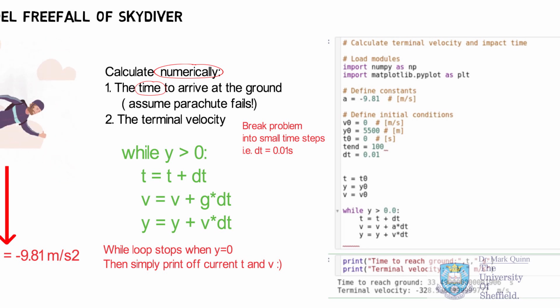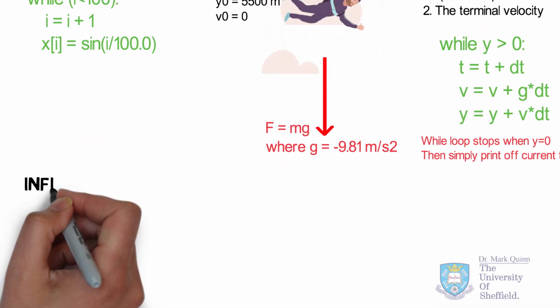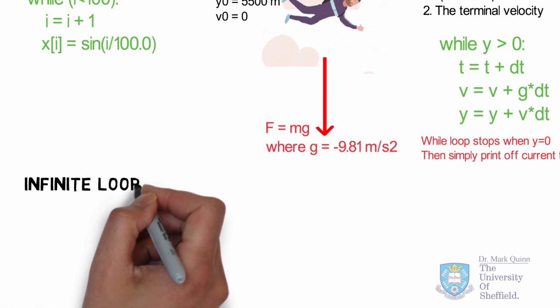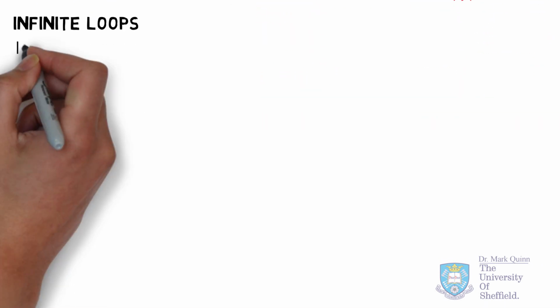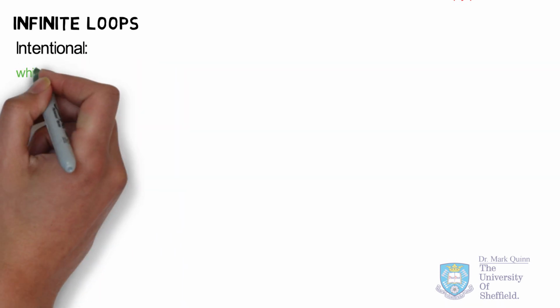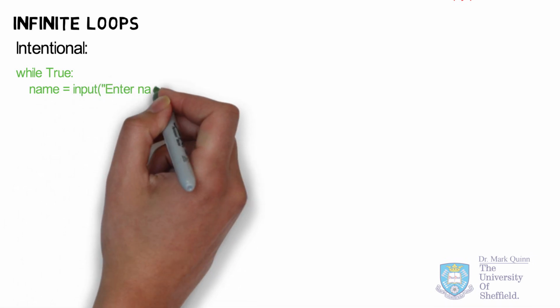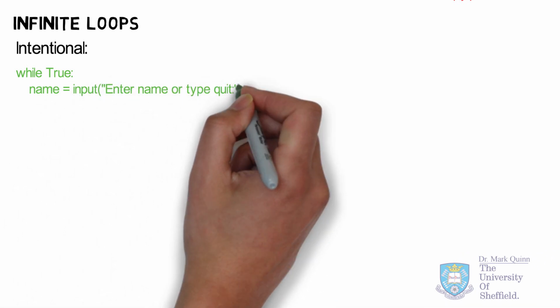Finally, let's look at the concept of infinite loops. Infinite loops can be either intentionally created or they can be an accident. And in the latter case, they can be somewhat of an annoyance that you're going to encounter at least once when you start writing code for these for and while loops.